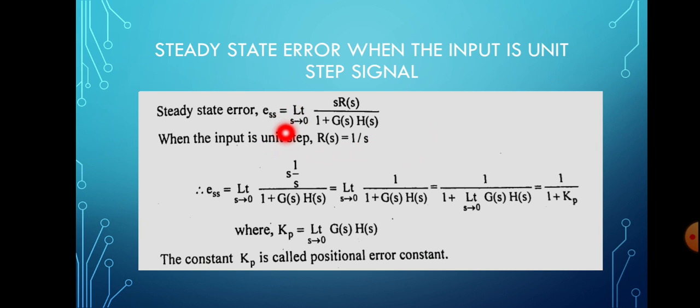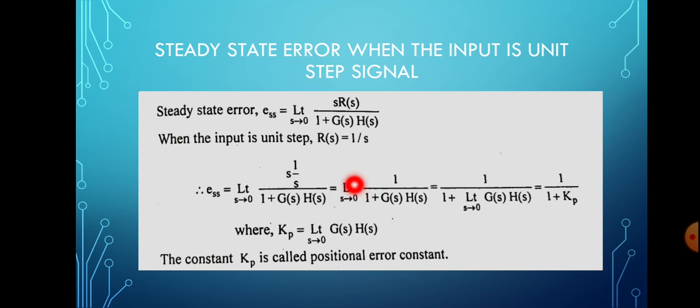First of all, you should write the equation for steady state error, that is steady state error ess equal to limit s tends to 0 s into E(s), where E(s) equal to R(s) divided by 1 plus G(s) into H(s). So this is the equation for steady state error. And here R(s) is given, that R(s) is the step input signal. So for the step signal, r(t) will be equal to 1 and R(s) will be equal to 1 by s.